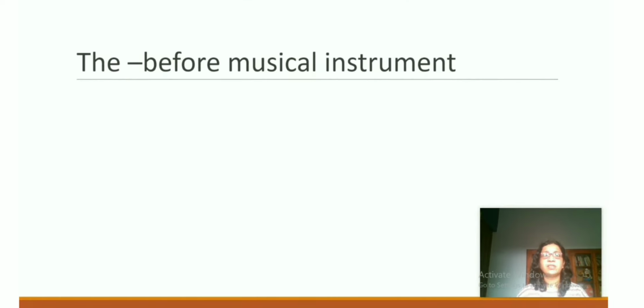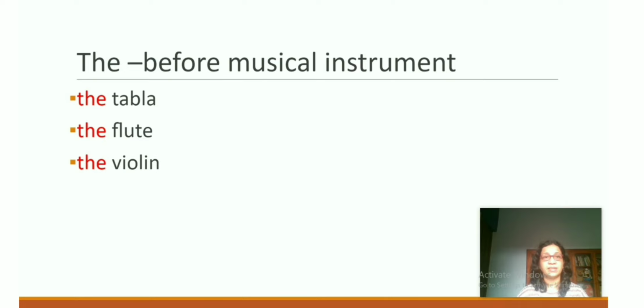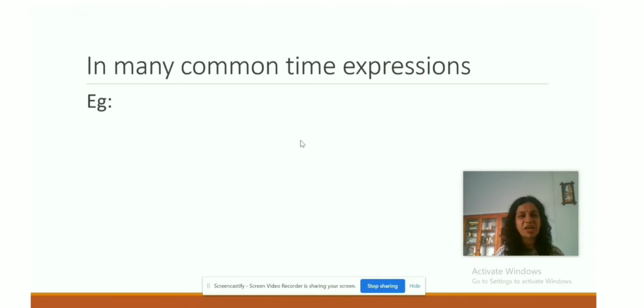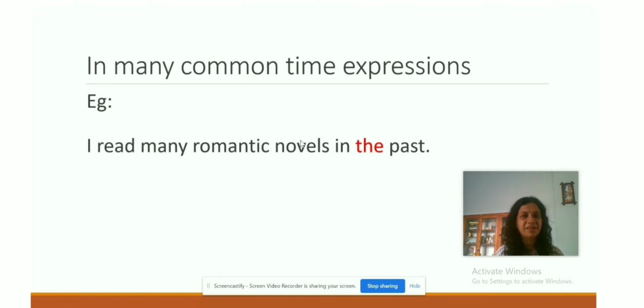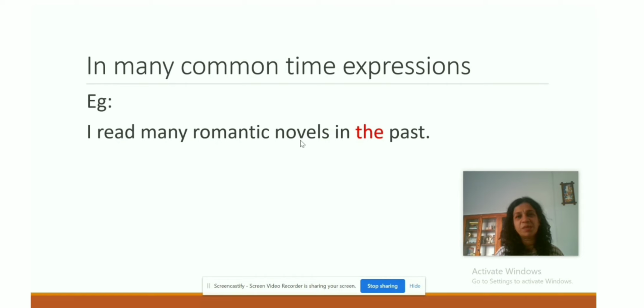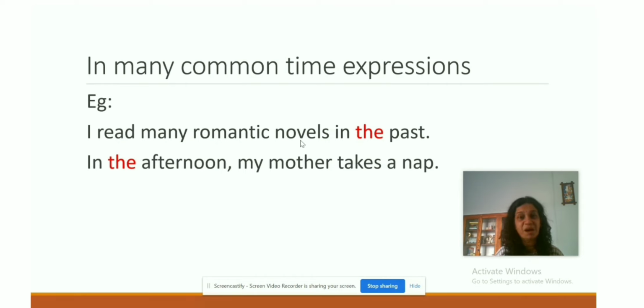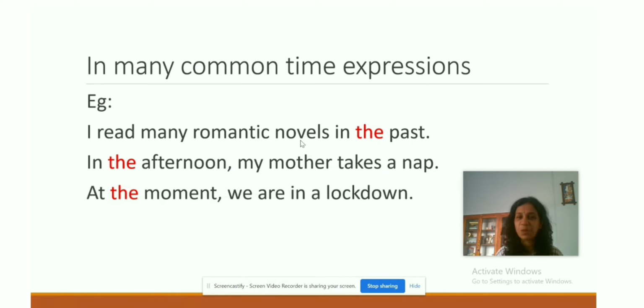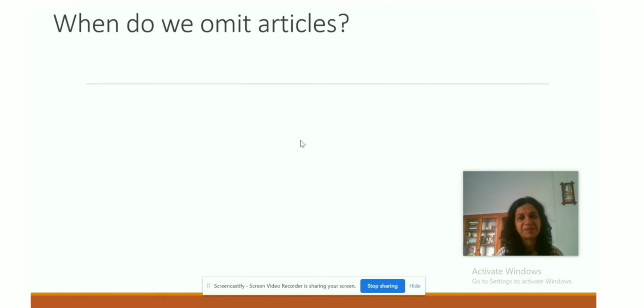You use the article the before musical instruments. Like you say the tabla, the flute, the violin. He plays the guitar. He plays the drum. In many common time expressions, we use the article the. For example, I read many romantic novels in the past. In the afternoon, my mother takes a nap. At the moment, we are in a long time.